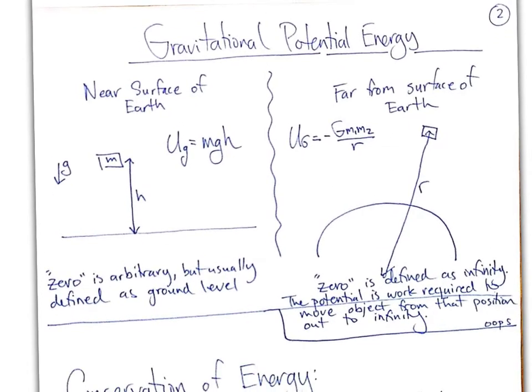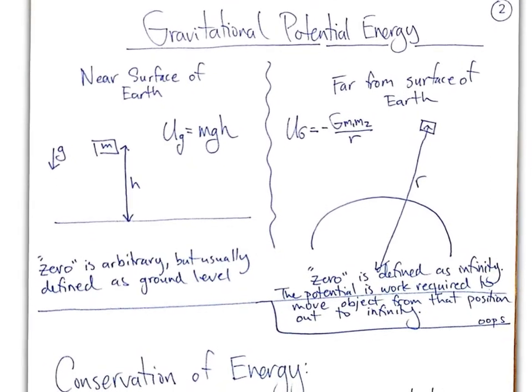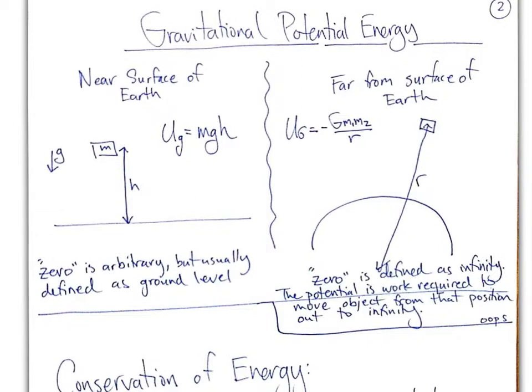So here's the difference between these two formulas for gravitational potential energy. The formula with which you are familiar, the mgh, works when you're very near the surface of Earth.